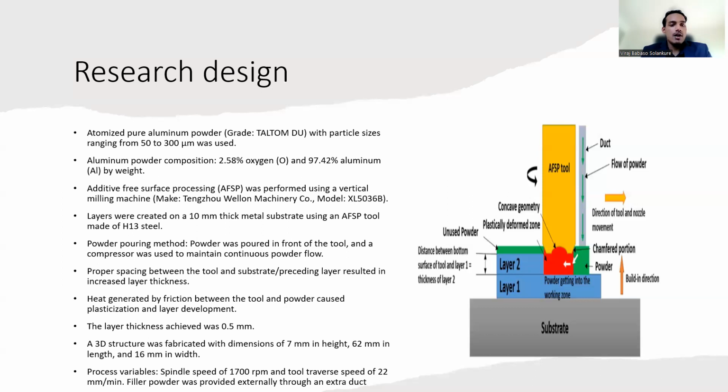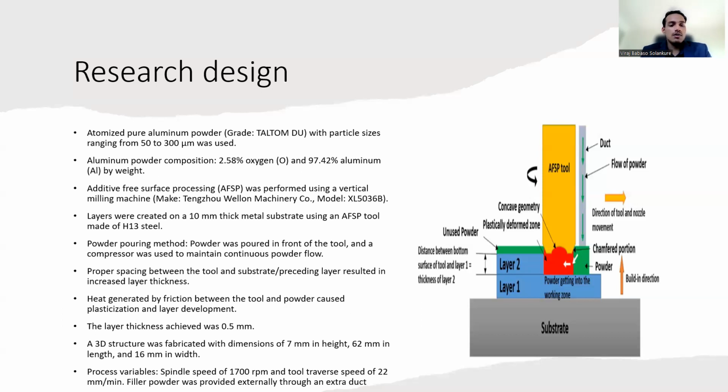Atomized pure aluminum powder with a particle size ranging from 50 to 300 micrometers was used, and the powder composition is 2.58% oxygen and 97.42% aluminum by weight. Then additive-free surface processing was performed using a vertical milling machine. As we can see in the figure, there is a tool operated by a milling machine and a duct for the flow of additive powder.